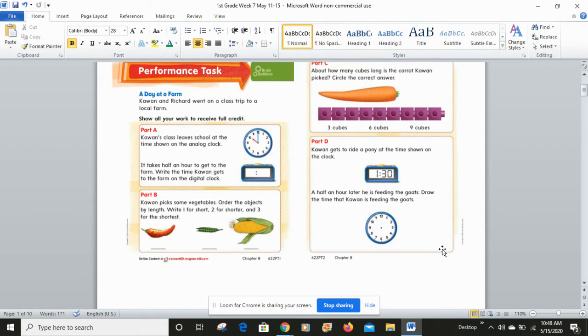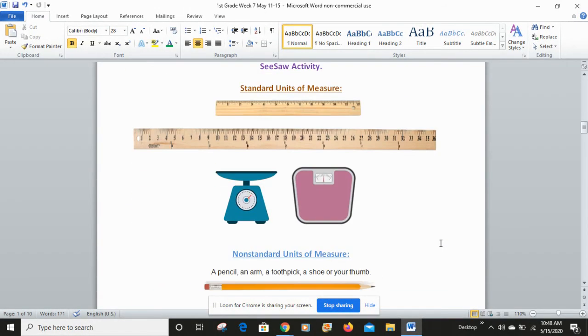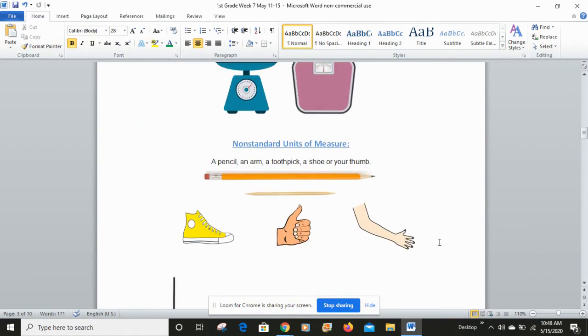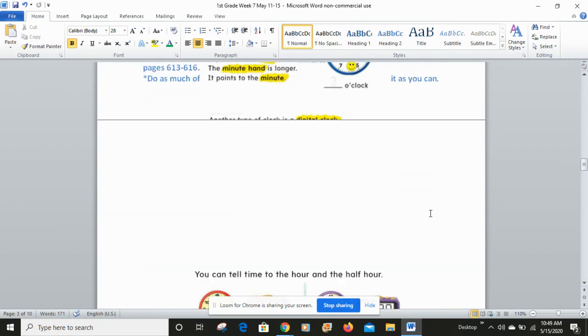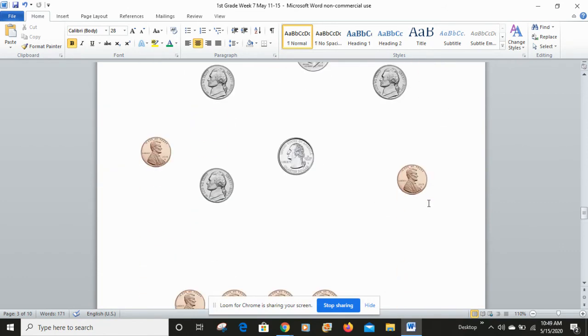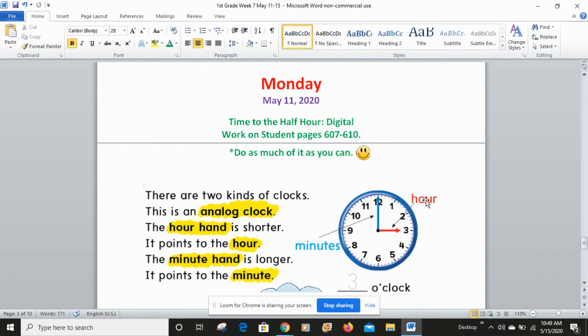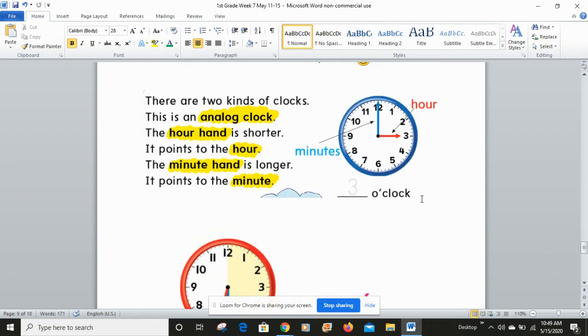And remember, you can go back and review some of the lessons that we've done on this. Remember what we did yesterday with the non-standard measure, Wednesday with the clocks, Tuesday was coins, which doesn't apply to a performance task today, but Monday's the analog clock and the digital clock. So use some of the stuff that we've worked on in the past to help you with your performance tasks today.